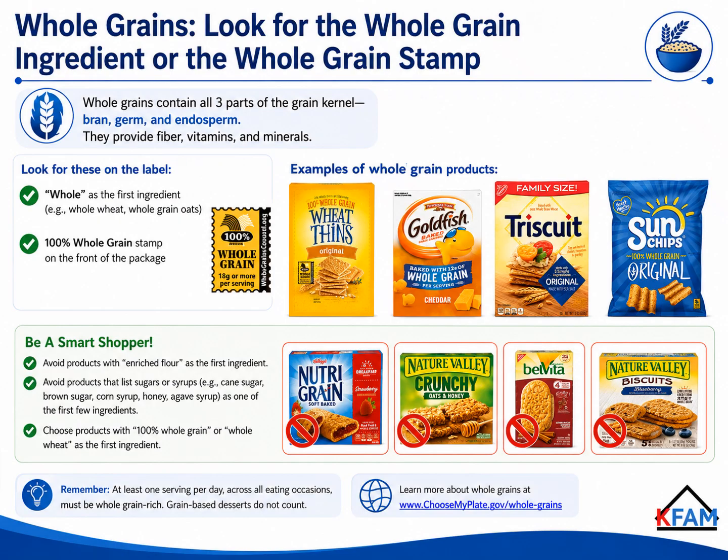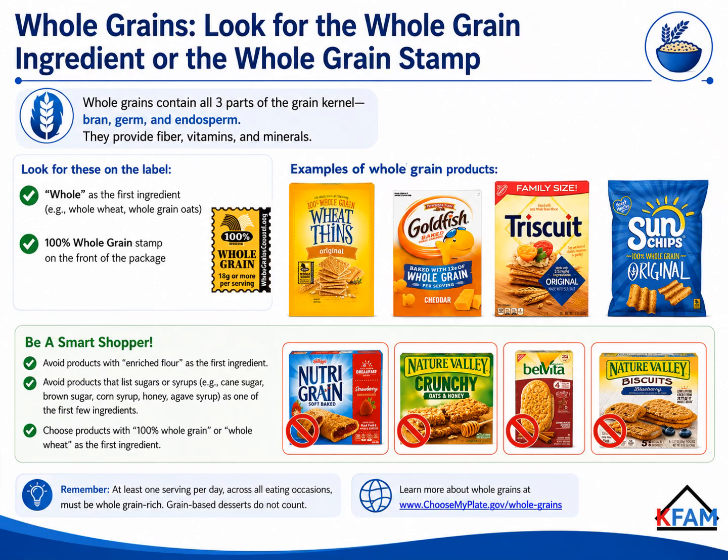This slide explains how to identify whole grain products for CCFP meal service. Whole grains contain all three parts of the grain kernel: the bran, germ, and endosperm. Whole grains provide important nutrients including fiber, vitamins, and minerals. When reading a food label, look for the word whole as the first ingredient, such as whole wheat or whole grain oats. You can also look for the 100% whole grain stamp on the front of the package. Examples of whole grain products include wheat thins, goldfish crackers made with whole grain, Triscuit crackers, and Original Sun chips.